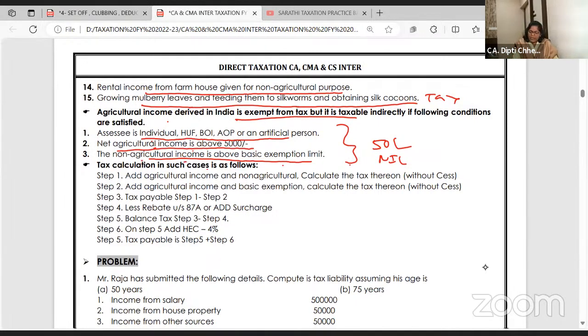Or if non-agricultural income is 50 lakhs, pay the tax in routine, since there is no agricultural income. Don't go for this step method. I am teaching you a step method in the coming 10 minutes, and you remember that you have to use it if the assessee is an individual, HUF, AOP, or BOI, agricultural income is above 5,000, and non-agricultural income is above the basic exemption.